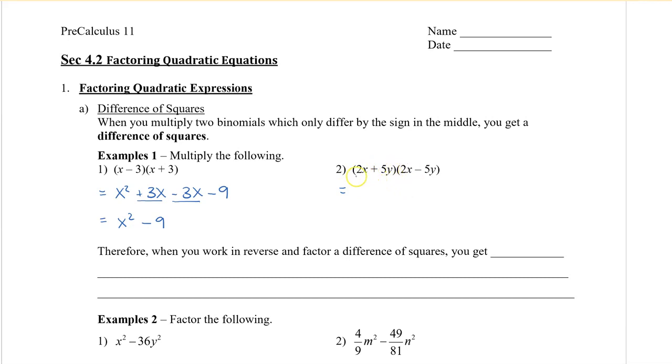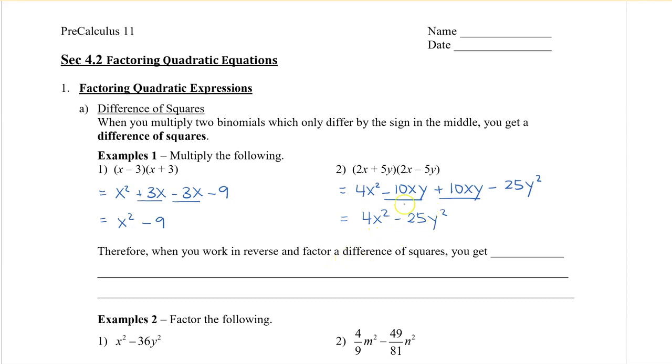So we have 2x times 2x, 4x squared, multiply the first and last, 2x times negative 5y, negative 10xy, the two in the middle, so plus 10xy, and then the last terms. So 5y times negative 5y is negative 25y squared. So notice again, the two middle terms are the same. So we get 4x squared minus 25y squared when we simplify. So if you notice, these are only quadratics with only two terms.